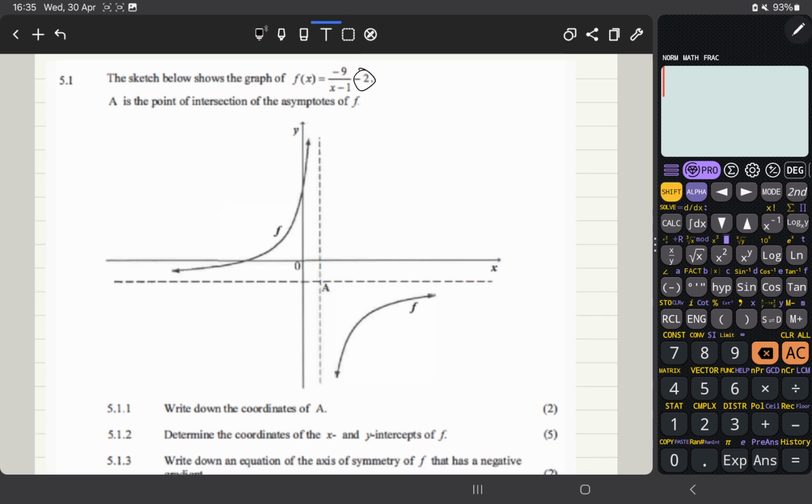Q is -2. That -2 tells us that our graph shifted 2 units downwards, right? Because remember that 2 is your Q, which is your vertical shift. So if Q is -2, that means the graph shifted 2 units downwards, and we see that shift right here. That tells us that y is equal to -2, right?